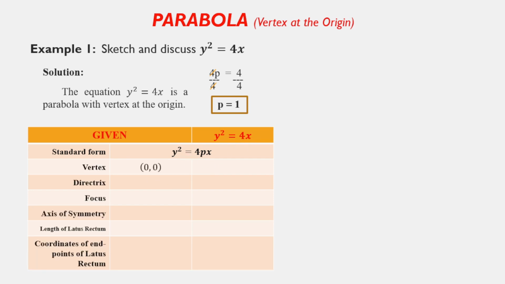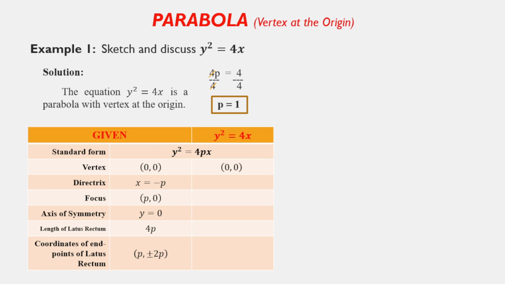The vertex is at the origin, coordinate (0, 0). Then the equation of the directrix is x equals negative p. The focus is coordinate (p, 0). The equation for the axis of symmetry is y equals 0. And the length of the latus rectum is 4 times the value of p. And the coordinates of the endpoints of the latus rectum are (p, ±2p). So by substituting the value of p, we can now identify the parts of the parabola.